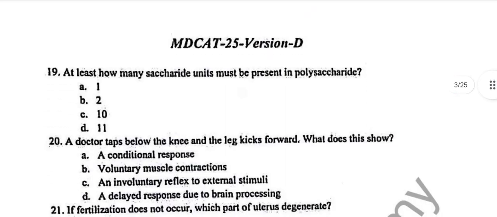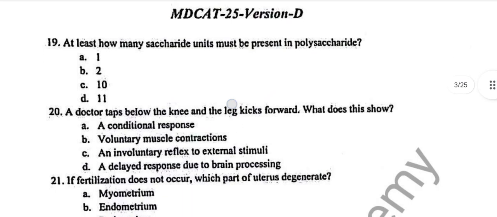Question number 19. At least how many saccharide units must be present in polysaccharides? A. 1, B. 2, C. 10, D. 11. If there is any mistake in pronunciation, sorry for that. The correct answer is D, 11. Polysaccharides are carbohydrates containing more than 10 monosaccharide units, at least 11.